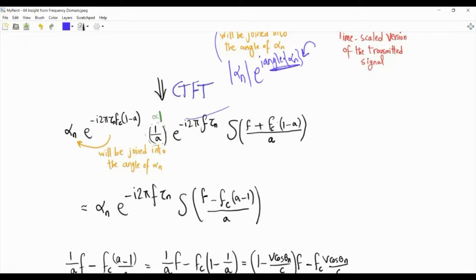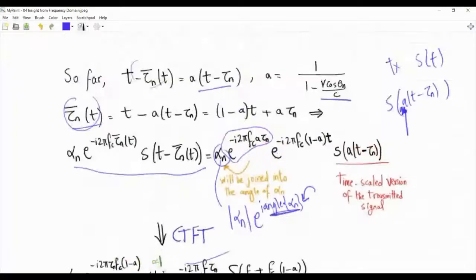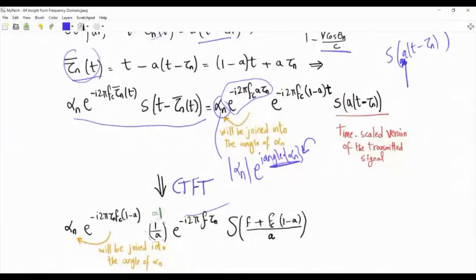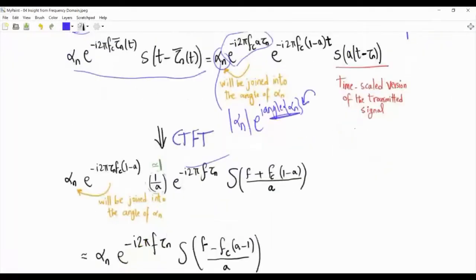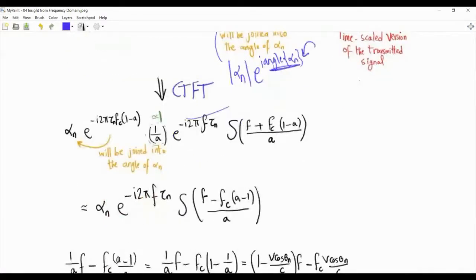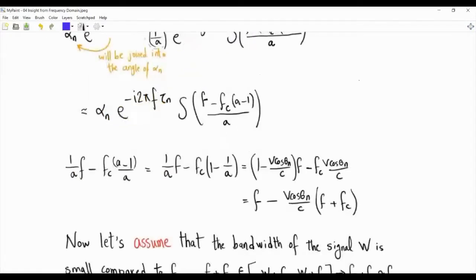CTFT, our friend here, so we'll take the Fourier transform, and this is very straightforward. You can implement the integral for the Fourier transform or apply the rules for time scaling and time shifting. And basically what you get in the frequency domain, and this is not unexpected, we know from Fourier transform that a time scaled signal, its Fourier transform is a frequency scaled signal. There is no escape from this scaling.